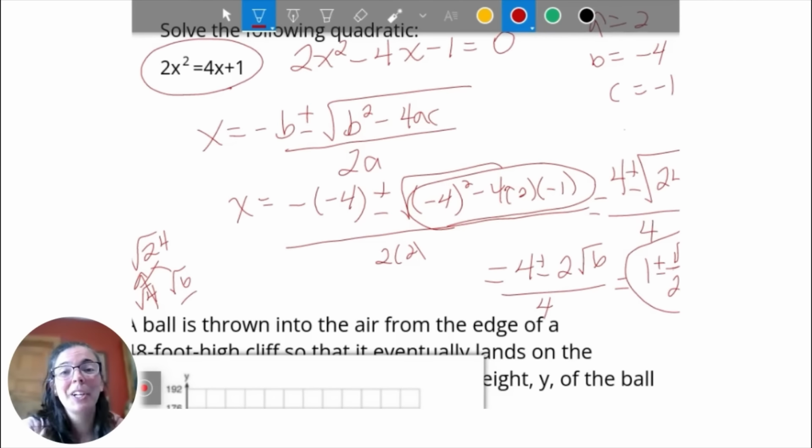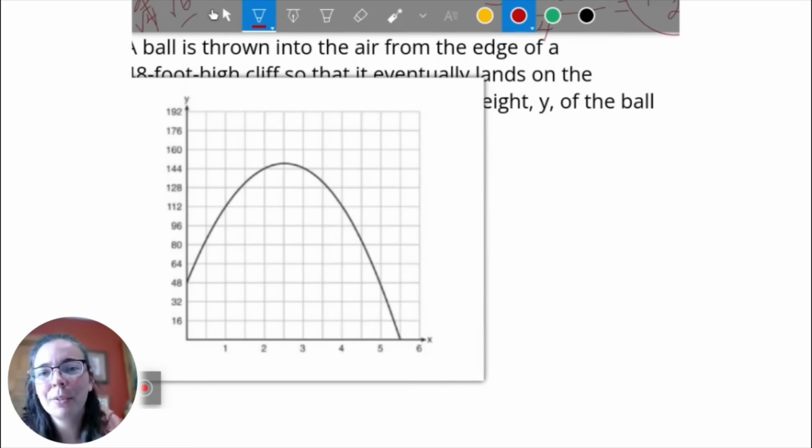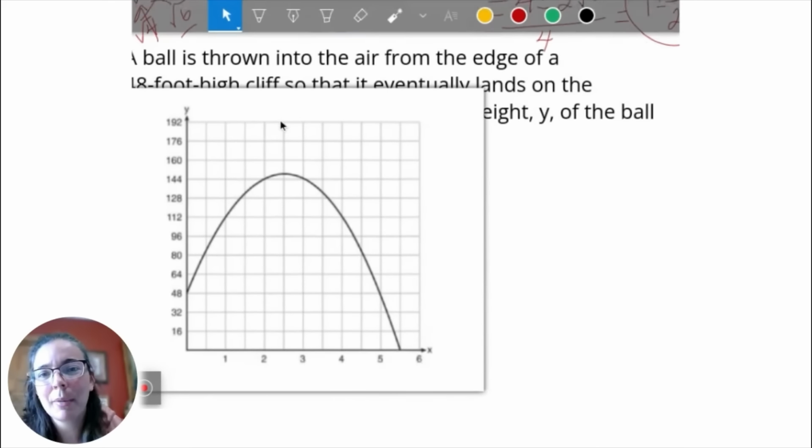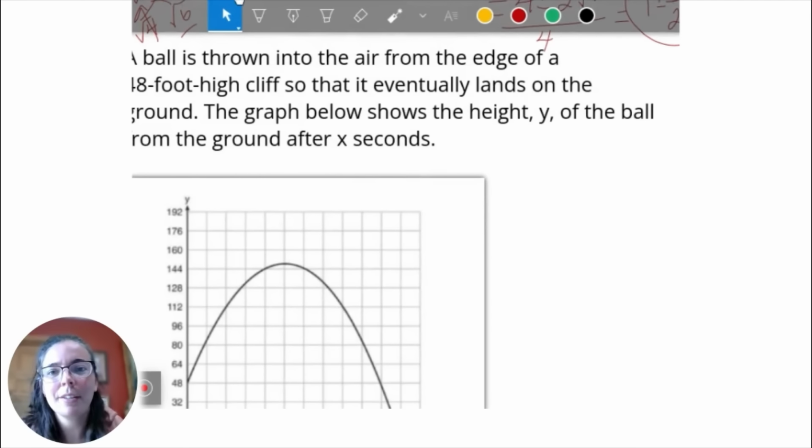All right, so kind of a lot going on there when we use the quadratic formula. Happy to do another video if you guys want me to go a little more in depth. All right, let's look at one application problem for quadratics as well.